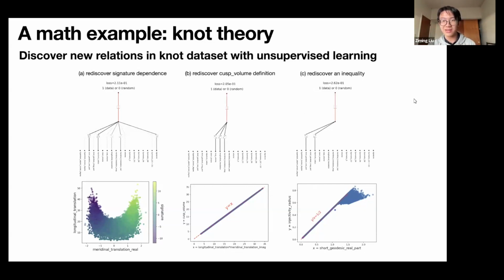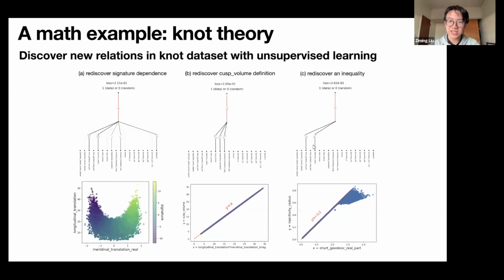And what's nice about it is that the second and third appear quite new to me. I was thinking that we discovered some new math from the data set, but then my collaborator told me that the second relation is actually just a definition of the cusp volume. So by definition, it's correct. But it's still nice to see that it just naturally emerges from CAN training.